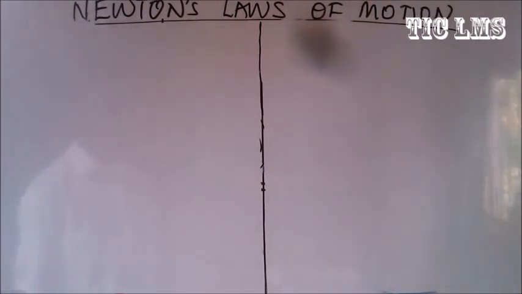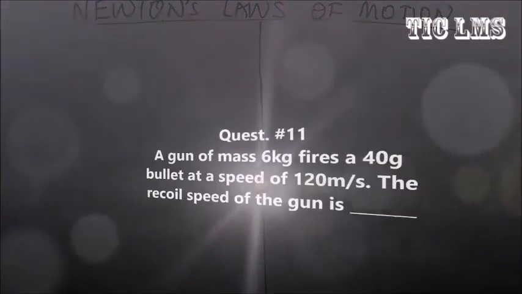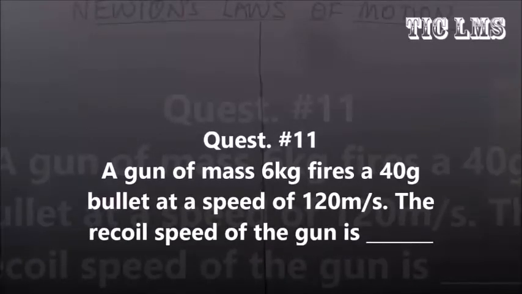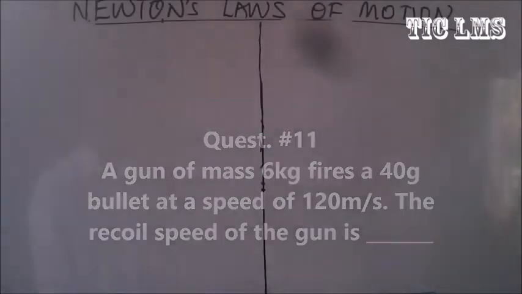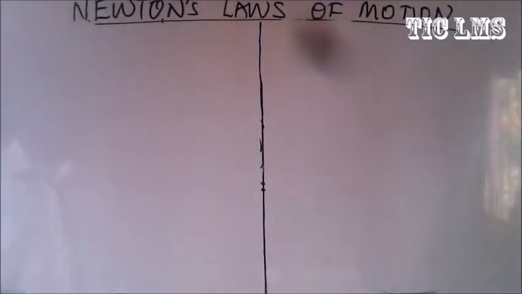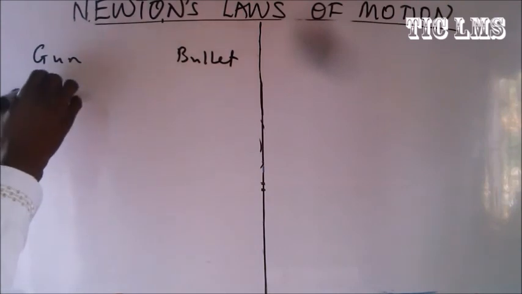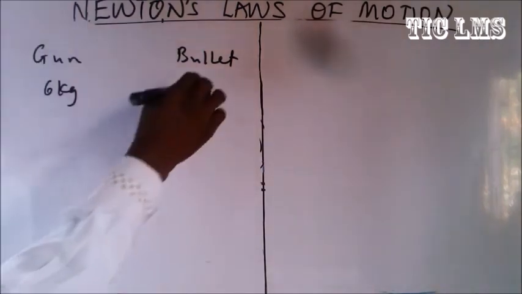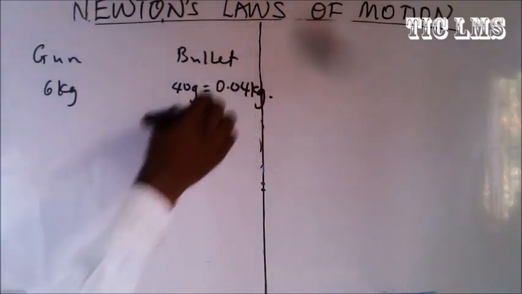Here's the next question, which says that a gun of mass 6 kg fires a 40-gram bullet at a speed of 120 meters per second. The recoil speed of the gun is what? Here we have two bodies, so we are going to have it according to Newton's third law of motion, that to every action there's an equal and opposite reaction. So the gun has a mass of 6 kg and the bullet has a mass of 40 gram, which is the same thing as 0.04 kilogram when converted.